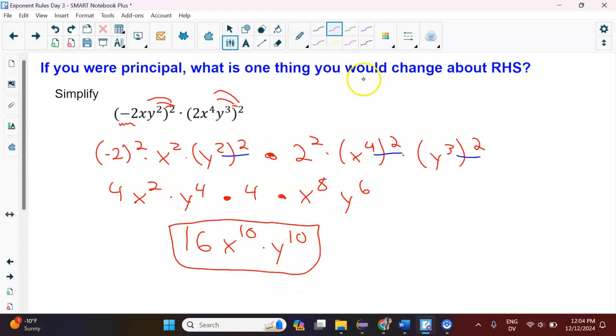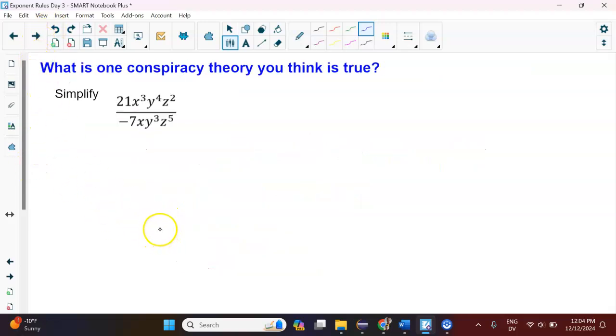Okay, so just to be clear on that last step, we multiplied these two 4s. That gave us the 16. And then combine the x's, combine the y's. So 16x to the 10th, y to the 10th. All right, last one here. Pause the video, give it a shot.